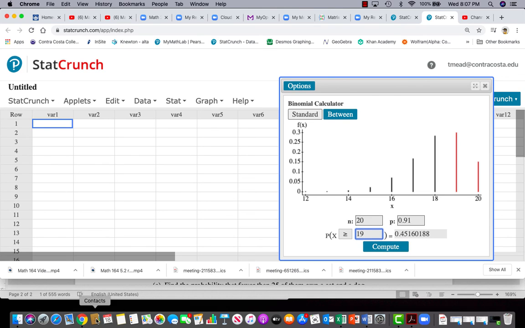All right, so that's how you compute binomial probability using StatCrunch. If you have an app for your phone, you are welcome to use that as well.